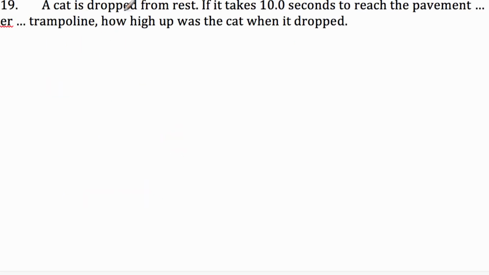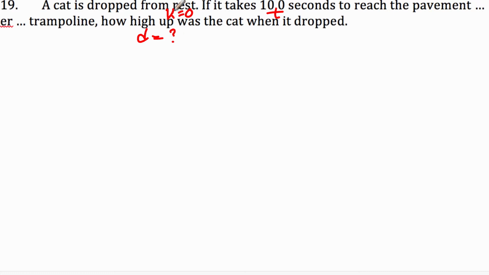Okay, a cat. Oh yes, we're dropping cats again. Gotta like that. Okay, drop from rest, so that would be initial velocity of 0. 10 seconds, that's time, to reach the pavement, trampoline. How high up was the cat when it was dropped? So they want to know a distance. Drop from rest, 10 seconds. How high up was the cat?